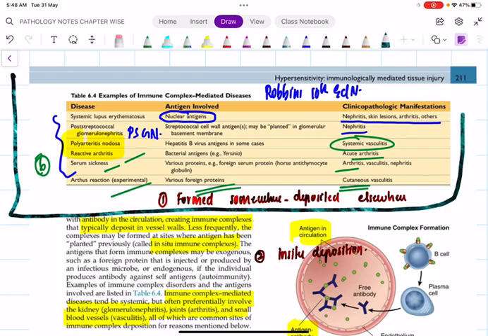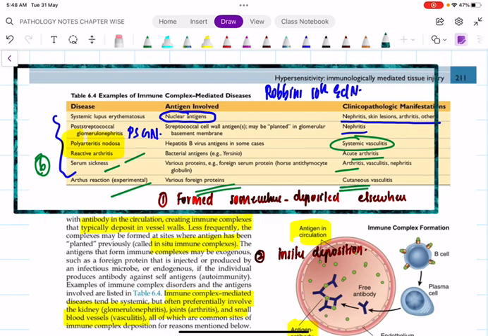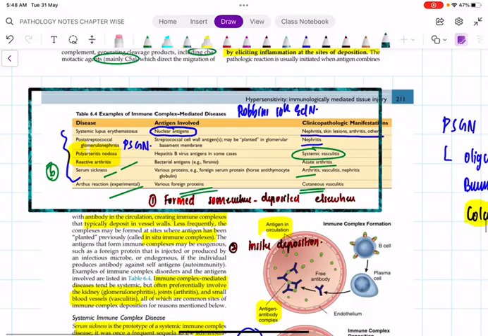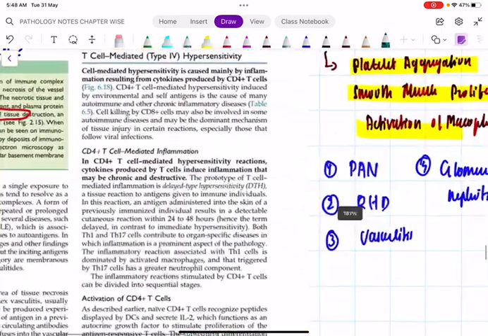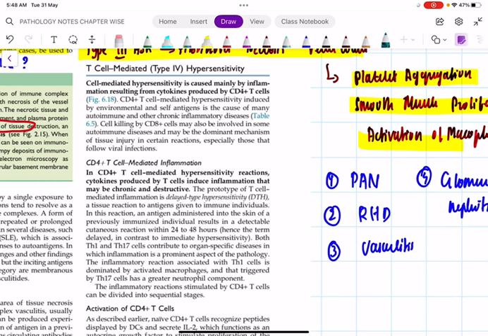I am drawing a box, that much important. Very, very important box. Once this is done, we are moving towards the last type of hypersensitivity reaction, called T-cell mediated hypersensitivity reaction. Remember, in T-cell mediated hypersensitivity reaction, we have 2 types of T-cells. One is CD4 plus helper T-cells and another one is called CD8 plus T-cells.